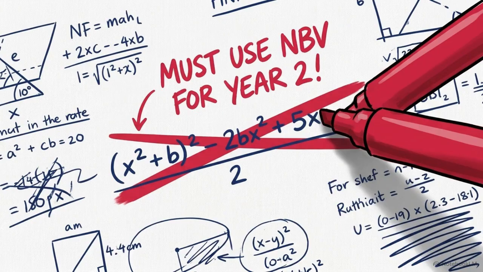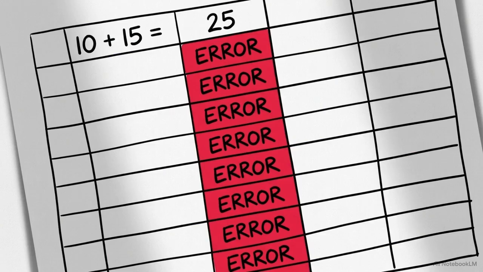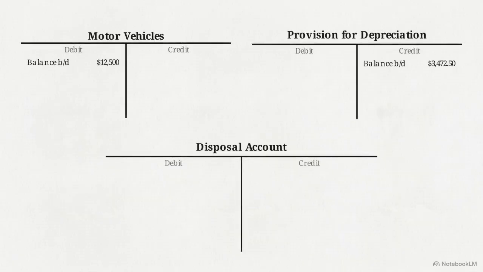Under the reducing balance method, year two requires that net book value step. Applying your rate to the original cost twice will throw off every subsequent entry. Once the asset is sold, we need to clear its history from the books. We do this by routing the data through a temporary disposal account.